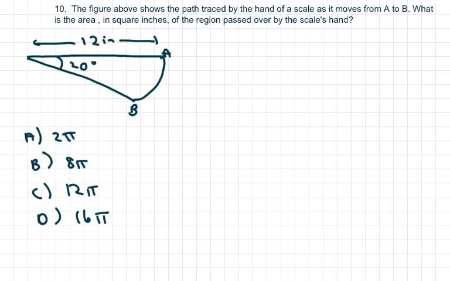Okay, the next one, we have a figure that shows the path traced by a hand of a scale as it moves from A to B. So what is the area in square inches of the region passed over by the scale's hand? And these are your answer choices, so you might want to try to answer that.